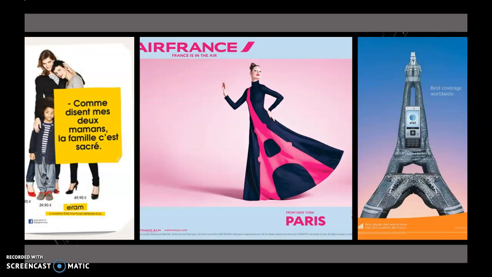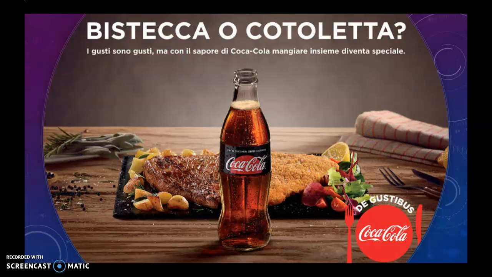So before I move to the next slide, what food would you expect to find in an ad for Coke or Coca-Cola here in the USA? A burger and fries, perhaps? Well, in Italy, you'd find a Coke paired with steak and potatoes or with fish and salad. This ad shows the cultural difference between the two countries.